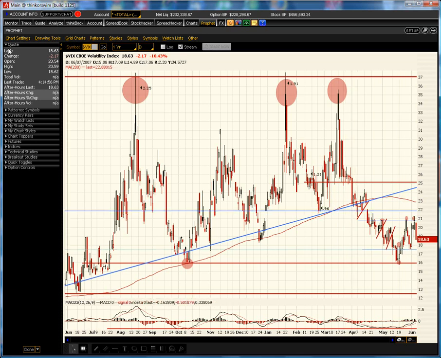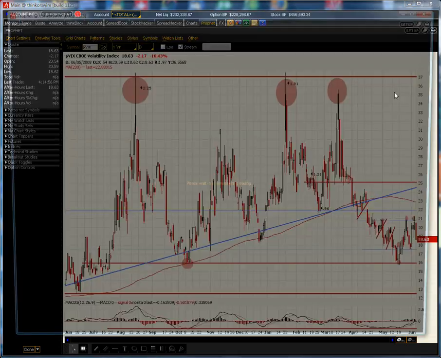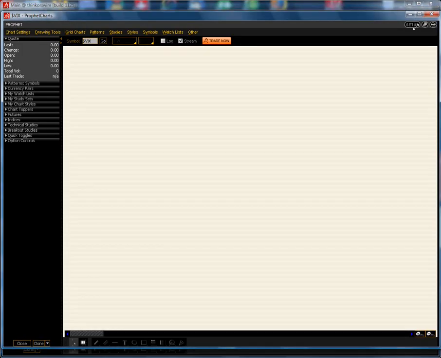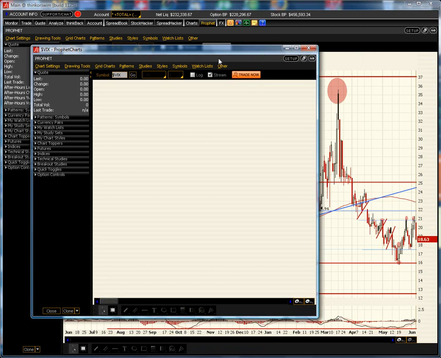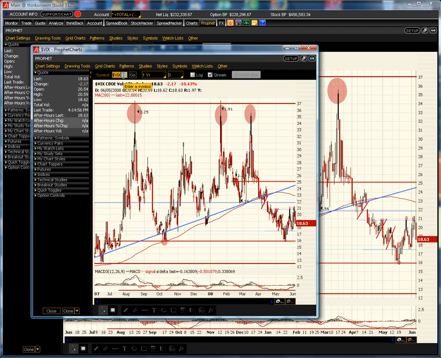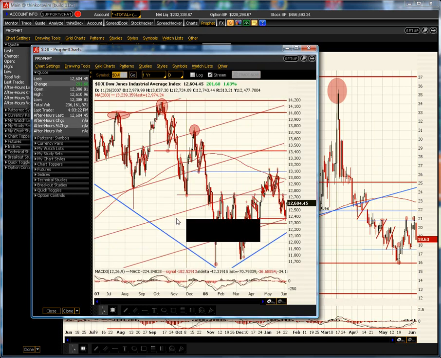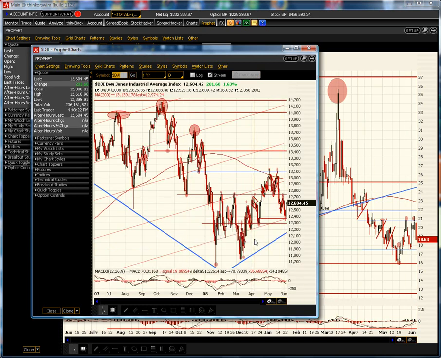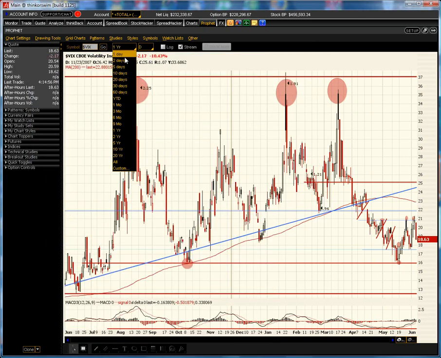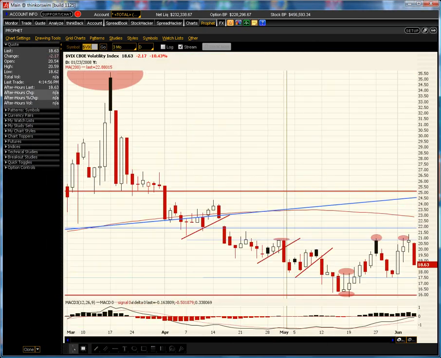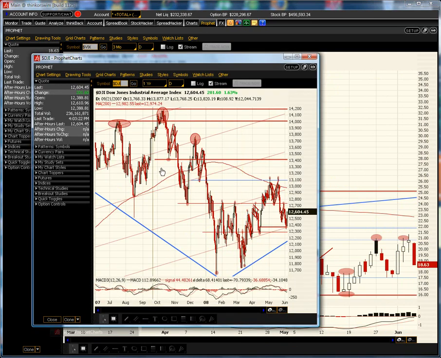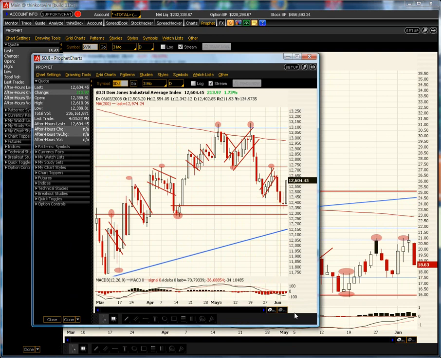So when we were doing our analysis, let's separate this window here for a second so I can show you this side by side. We're going to take a look at the Dow Jones as this VIX was unraveling here, and I'll do the 3-month chart on here. So we're looking at the same time frame.